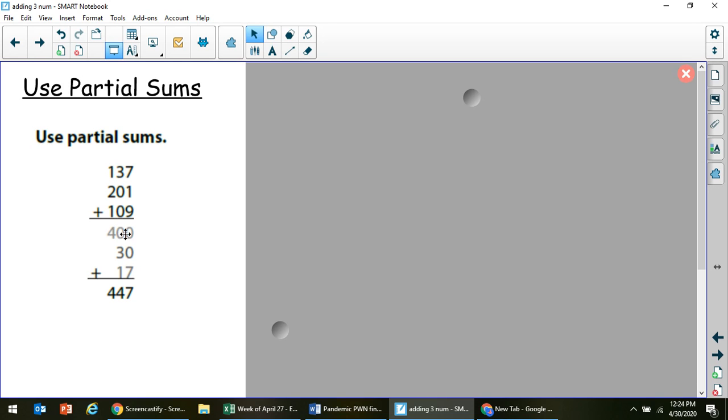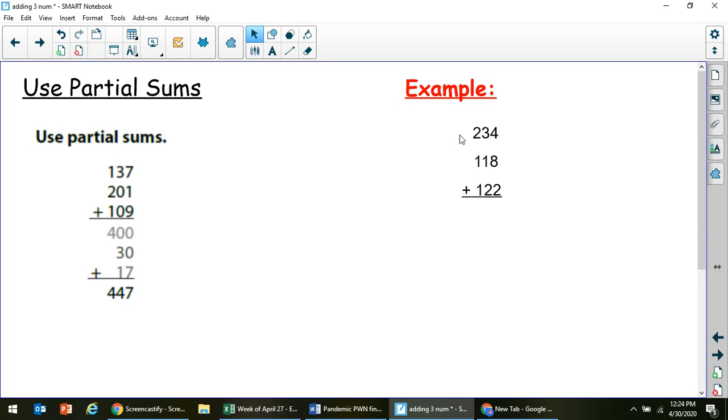Then once they neatly arranged those, they added them. 7 plus nothing gives you 7. 3 plus 1 gives you 4. And then 4 in the hundreds by itself is 4, which gives you the final sum of 447. So let me go over how to do this.